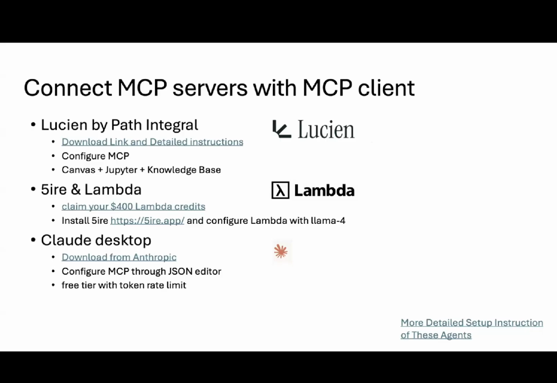The other option is you can try this open source app called Fire, and you can apply for your $400 Lambda credits. Lambda is a cloud inference service, and they provide the Llama 4 model, which is multimodal and has function calling capabilities. So you can connect it with MCP servers through this open source Fire, and instructions are provided again in the documentation at the bottom right link.